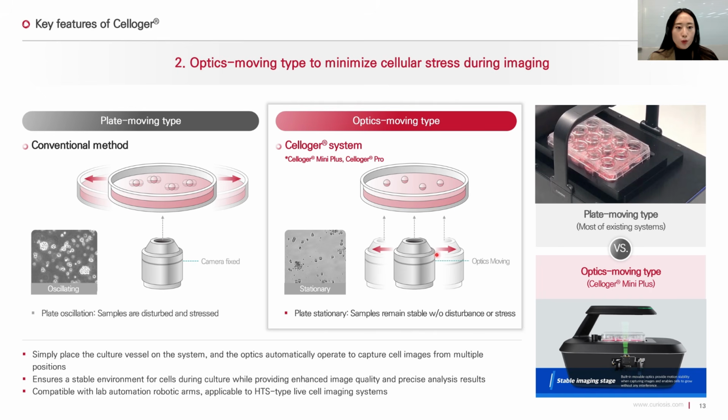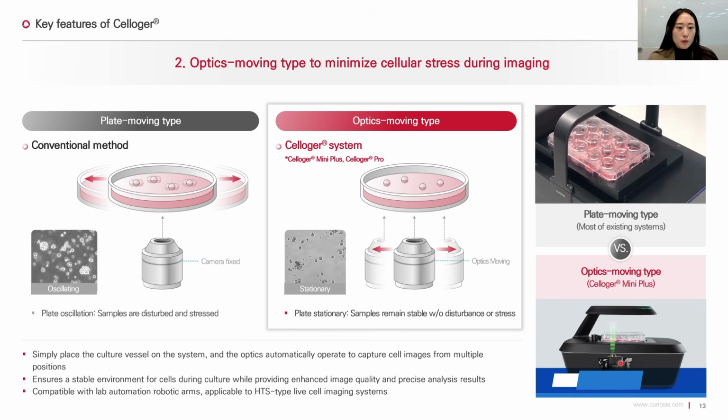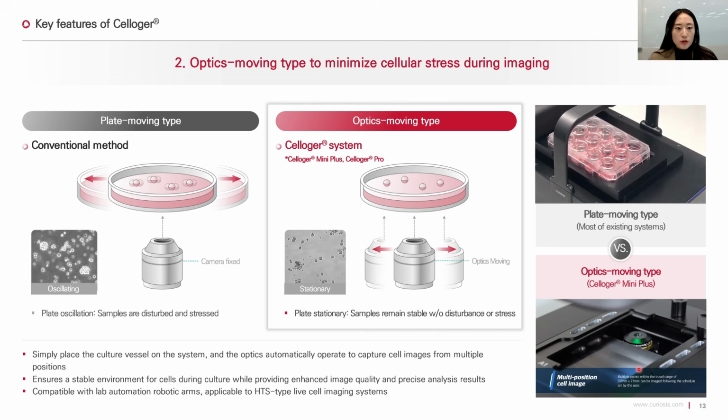Cell Logger solves this with an optic moving type. The vessel stage remains stationary and only the camera moves below the stage. It keeps multiple positions stable and in focus, which is especially important for suspension cells. This setup supports cell viability and improves frame-to-frame consistency by minimizing positional drift and motion artifacts, yielding cleaner, more reproducible data.